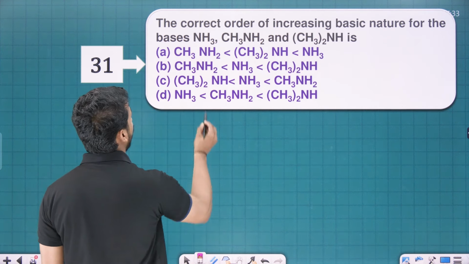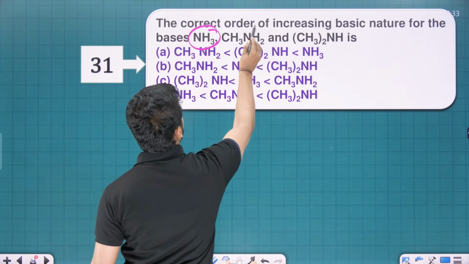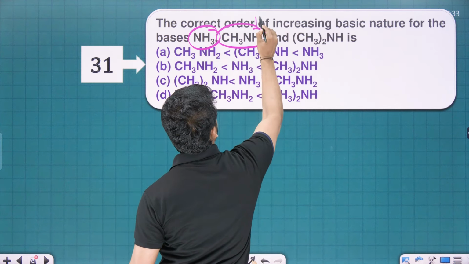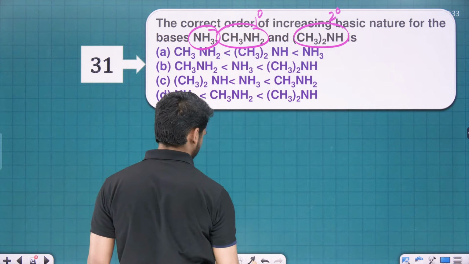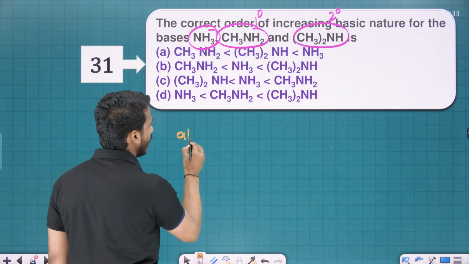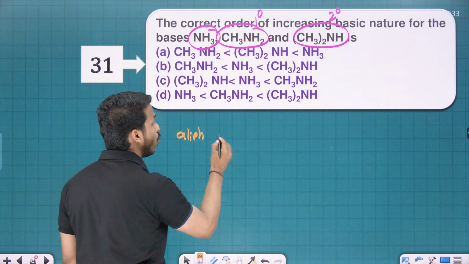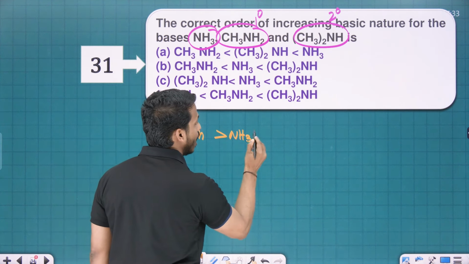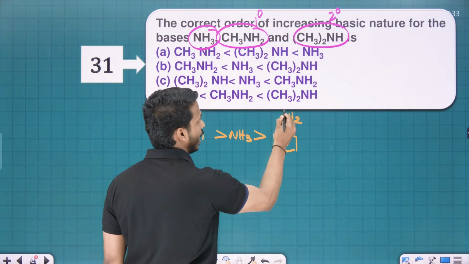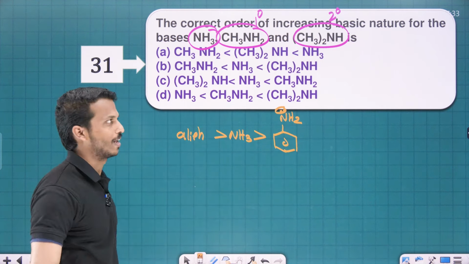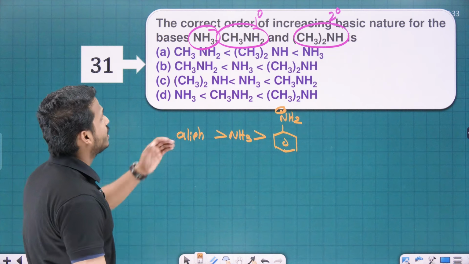The correct order of increasing basic nature for the bases. So one is given ammonia. Ammonia, it's a primary amine and it is a secondary amine, and methyl is the group present. We know the order is aliphatic amines are more basic than ammonia. Ammonia is more basic than which one? Aromatic amines. Basically, aromatic amines are least basic. Correct. Or increasing order, okay?